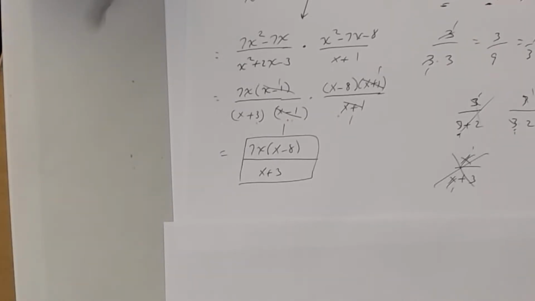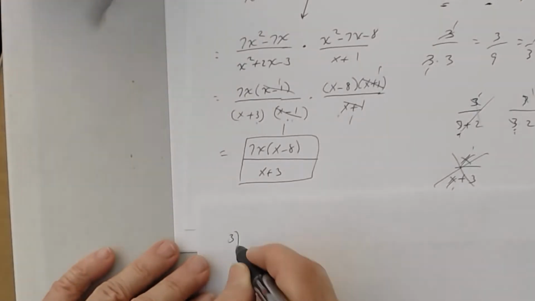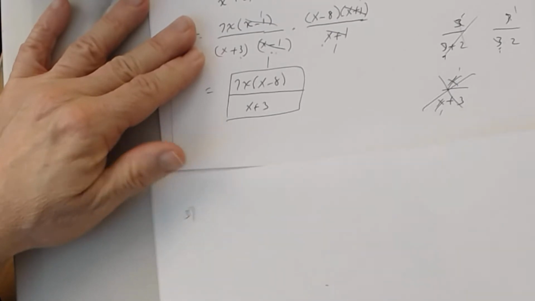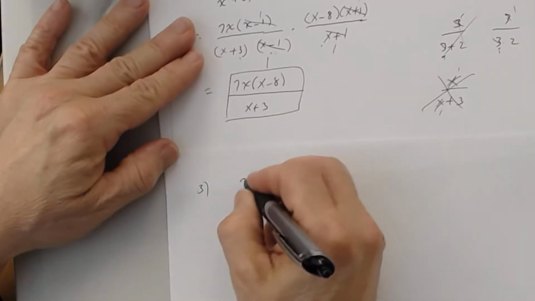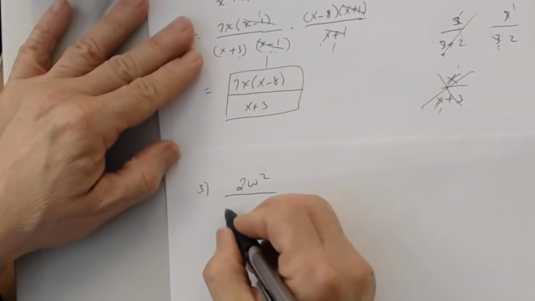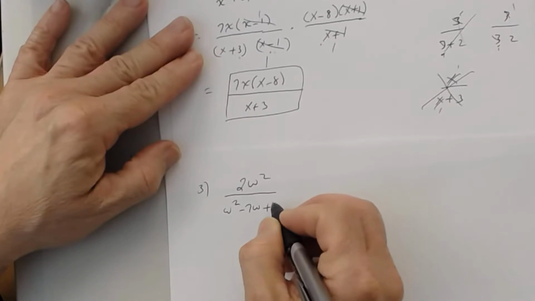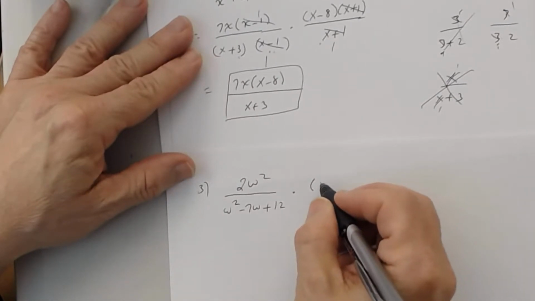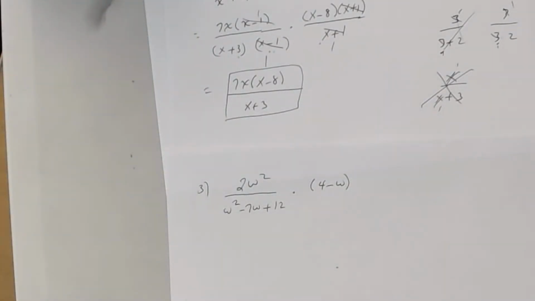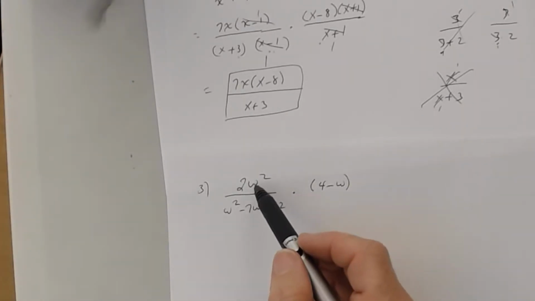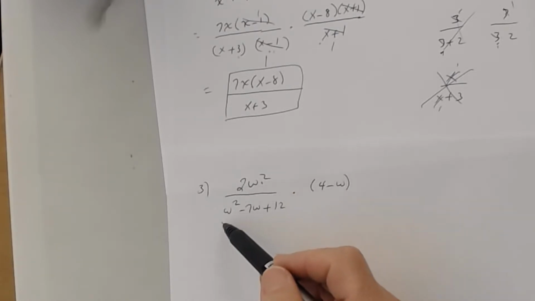Okay, number 3. Suppose you had this. 2w squared divided by w squared minus 7w plus 12 times, in parentheses, 4 minus w. So 2w squared divided by w squared minus 7w plus 12. Now, what some students do, they make a mistake and they divide out these w squareds. Why can't we do that? Why can't I take this factor w squared and divide it with this w squared?